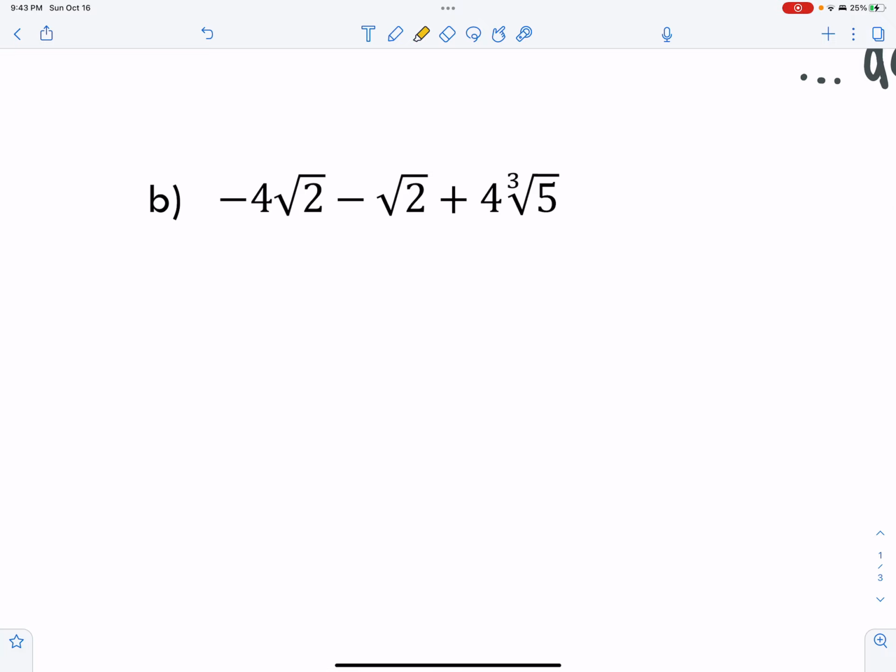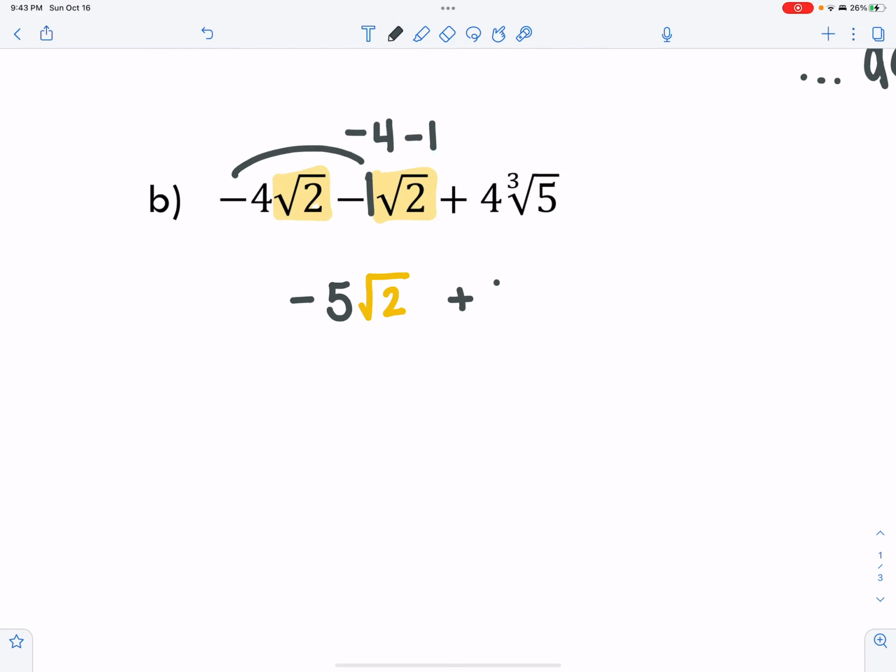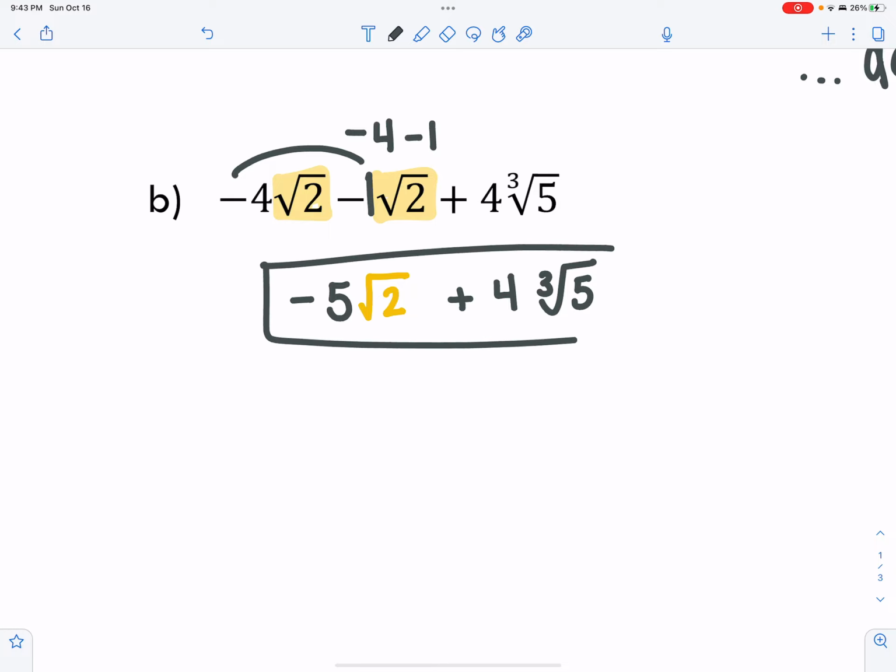All right, I'm looking for my like terms. I've got a square root 2 and a square root 2. Again, if I don't see a number, I can put a 1 right there. Now this one is negative 4 minus 1 to give me a negative 5, and then keep the like term, square root 2. That other one is just going to fall down.